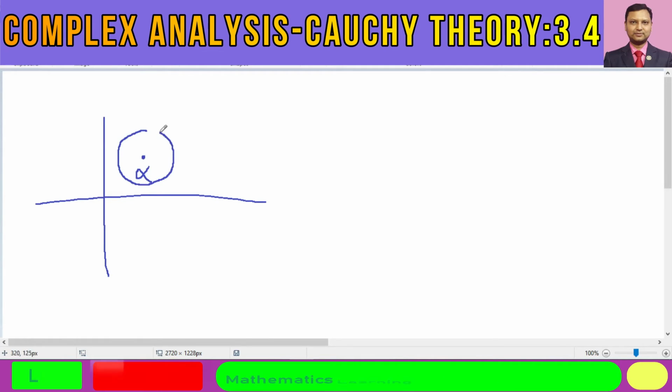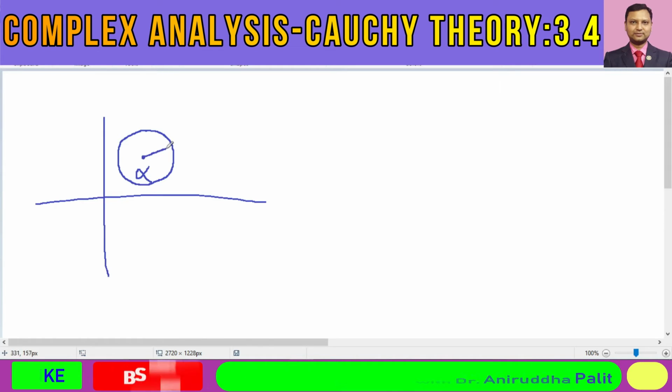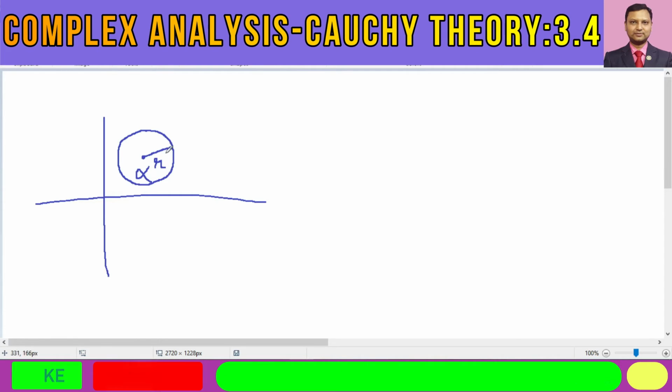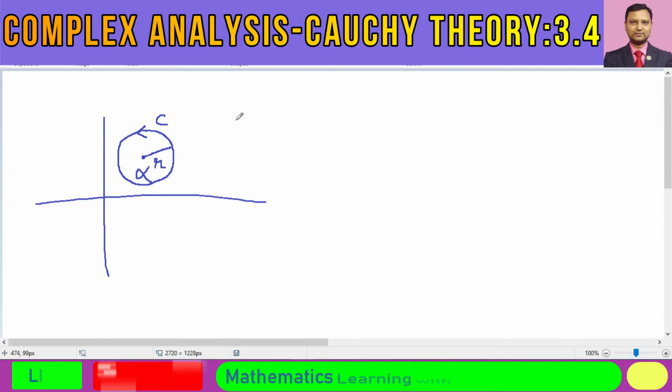This looks like a circle. So we consider a circle with radius small r. Now, as the function is analytic in this entire complex plane, in this finite complex plane, then of course it must be analytic within and on this kind of curve. Let us call this curve C.